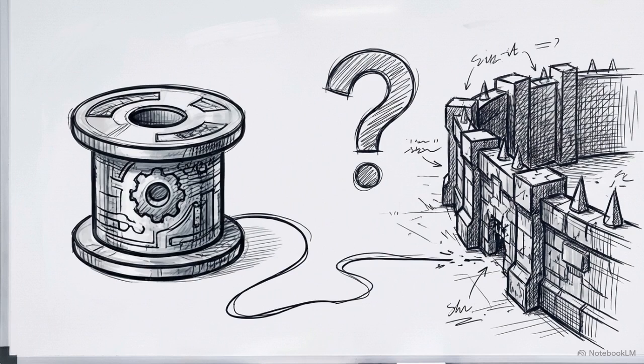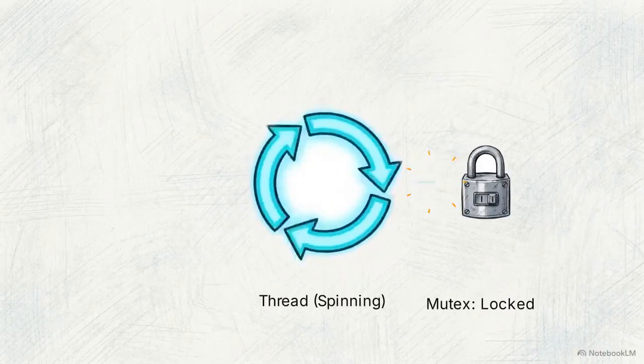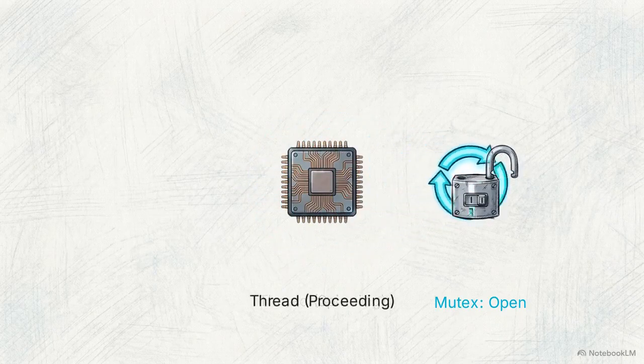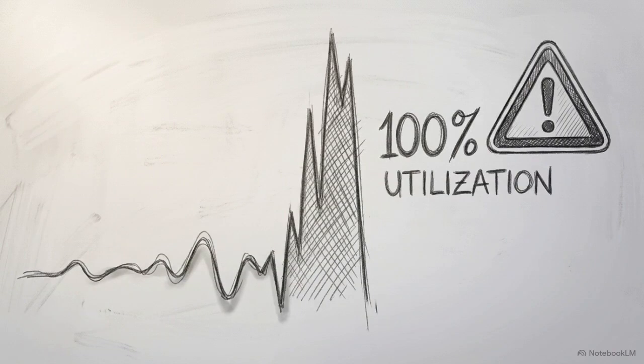What should it do with the waiting thread? This diagram presents 2 distinct solutions. The first is the spin lock, or busy waiting. In a spin lock, the thread continuously loops the CAS instruction, querying the CPU until the lock opens. This guarantees 0 latency the moment the lock frees, but it consumes CPU cycles during the wait.